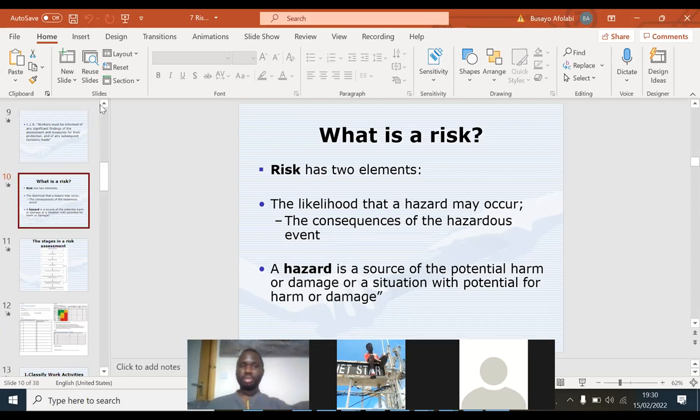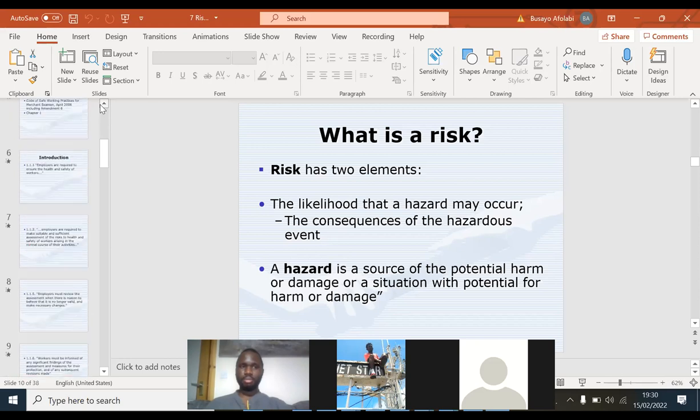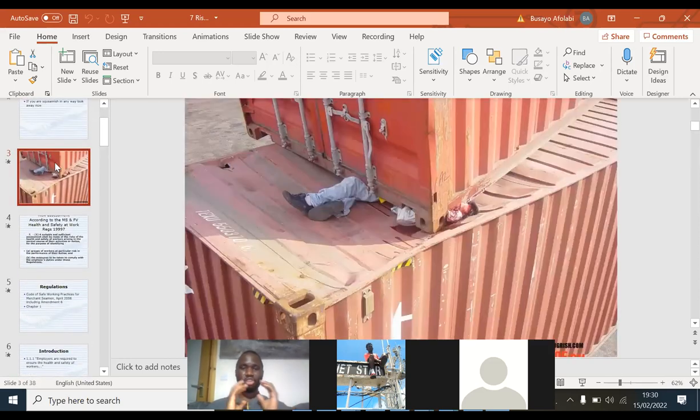Now, looking at this picture here on slide three, the source of harm is the container. Assuming a helmet can withstand the severity or the strength of this container, and you wore it, that would have been a preventive or mitigative measure to reduce the risk here. In full essence, you wear a helmet, you don't wear a helmet, you wear a hand glove, you don't wear a hand glove, that is not a hazard.